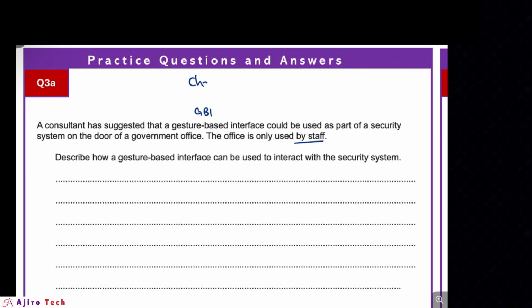So this is chapter 2, hardware and software. Okay, so let's see how we can do that. Now, when we talk about gesture, this is interacting with the system with part of your body, using part of your body. So there is no need for any mechanical input devices. Okay, so the gesture interface can be used to interact with the security system.